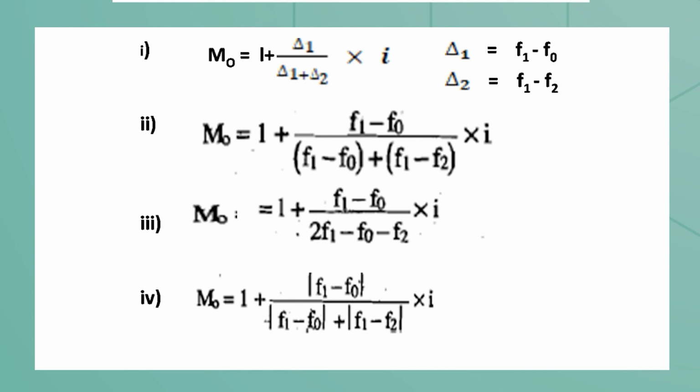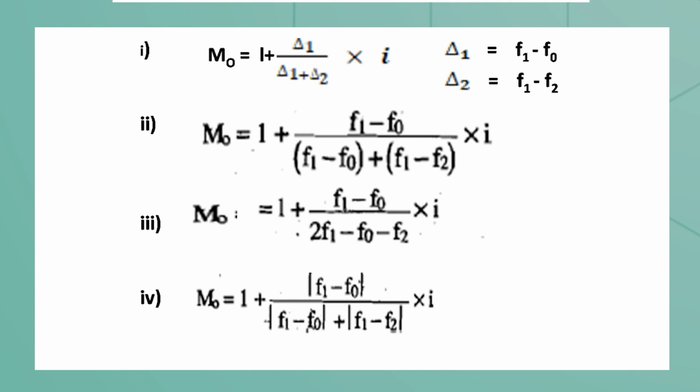Why I have given delta 1 and delta 2: sometimes you may have short questions for 5 marks, giving delta 1, delta 2, L and I to calculate the mode. For that you have to remember this also.